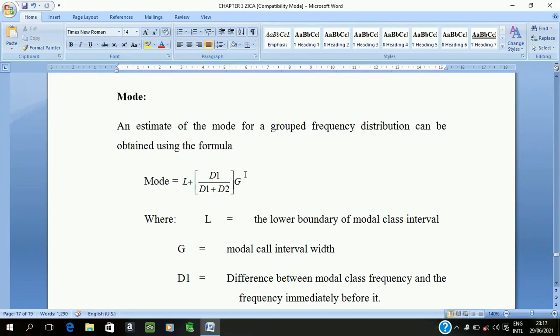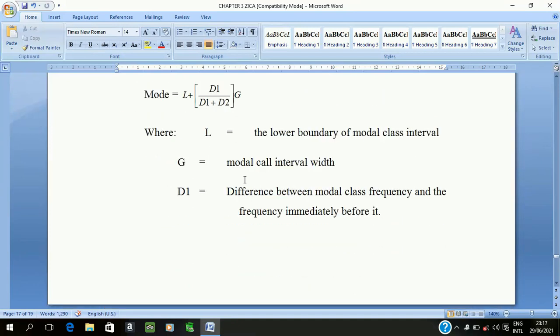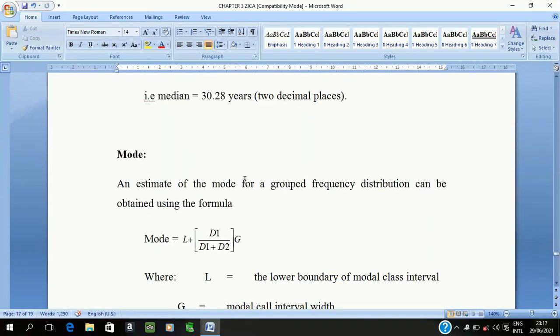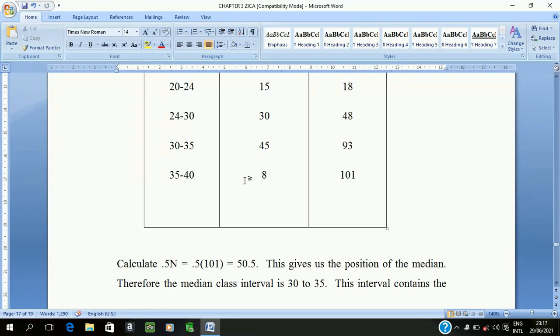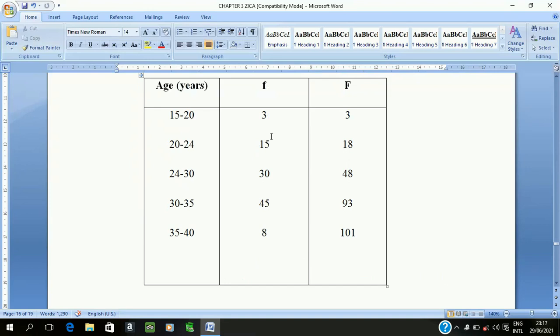I'll show you how to pick those figures. Then C is the class width. So what we need to do first and foremost is to identify the modal class. Remember the way we describe the mode. The mode is that value that has the highest frequency. So let's go to the table and check. The modal class should be the class with the highest frequency, and in this case, the highest frequency is 45. So the modal class is 30 to 35.